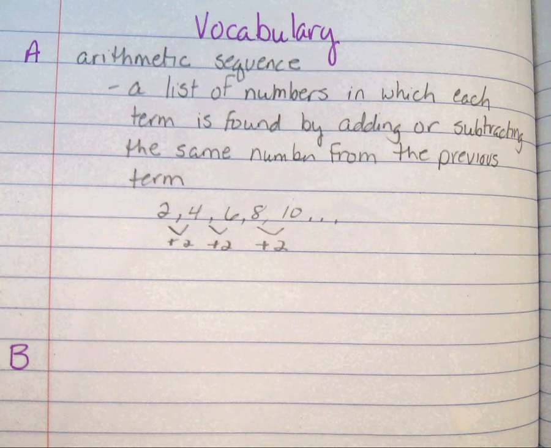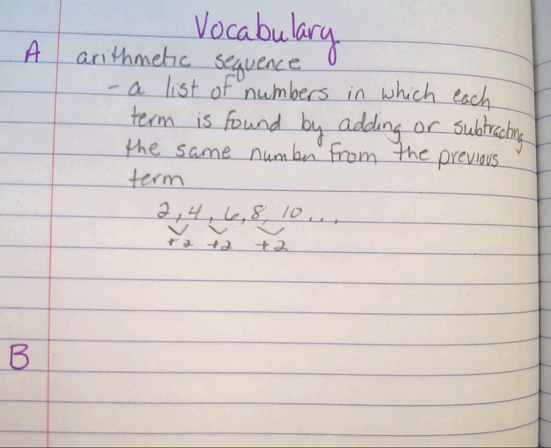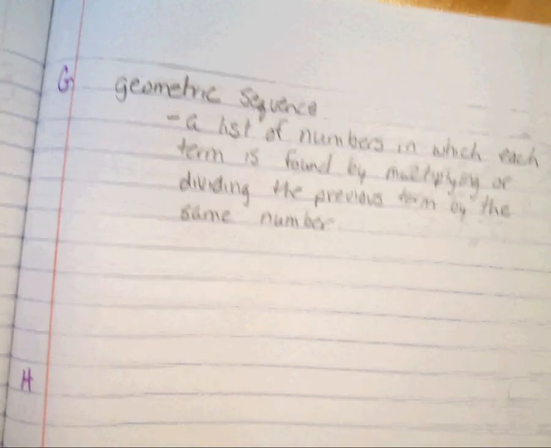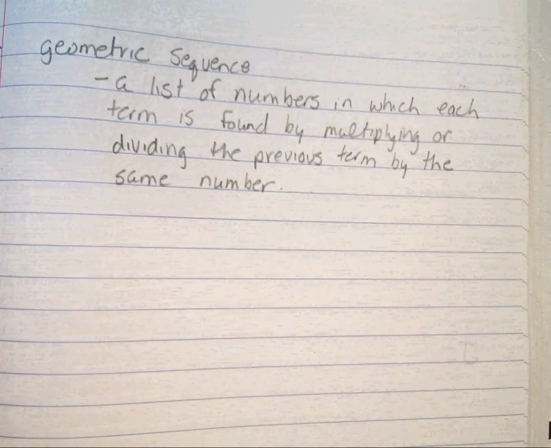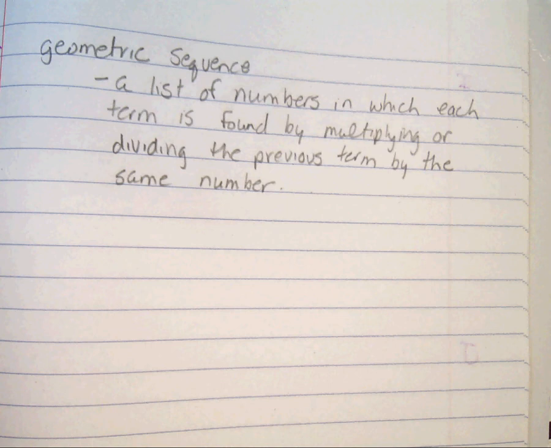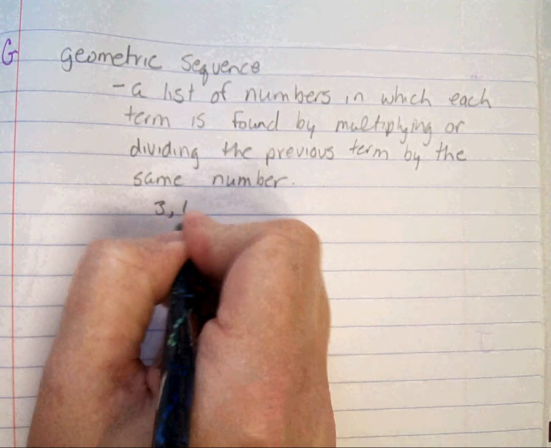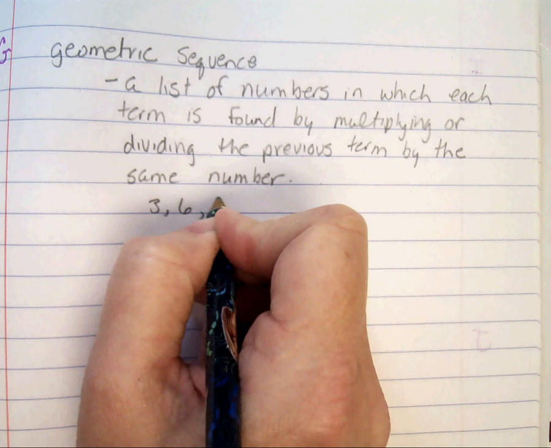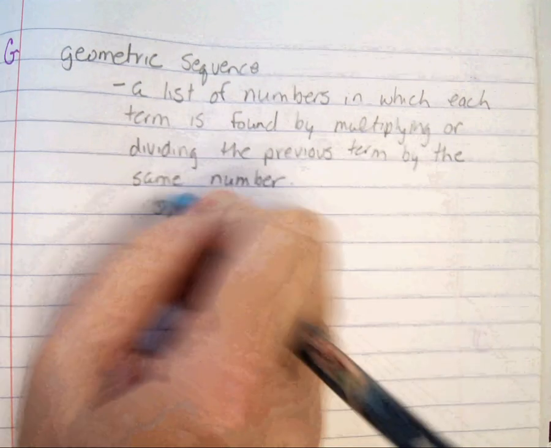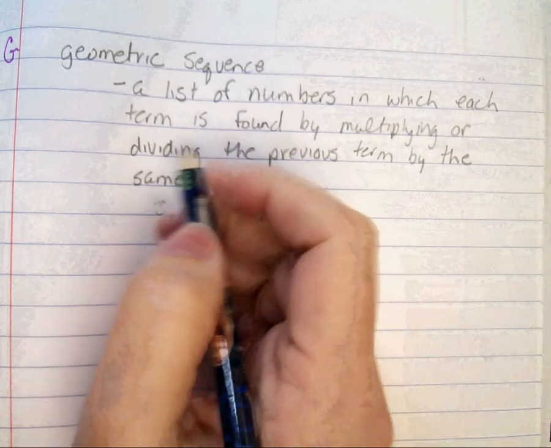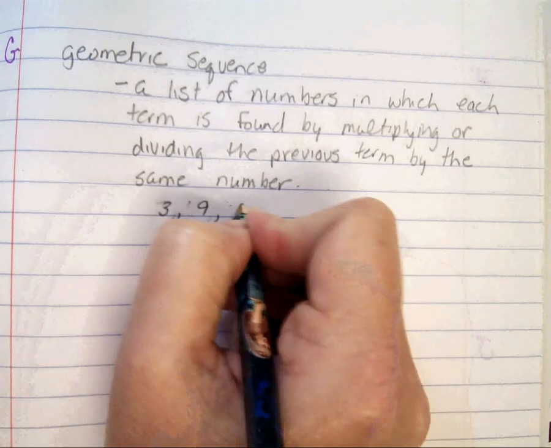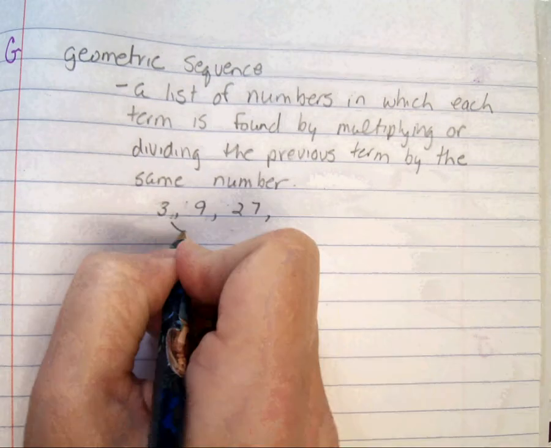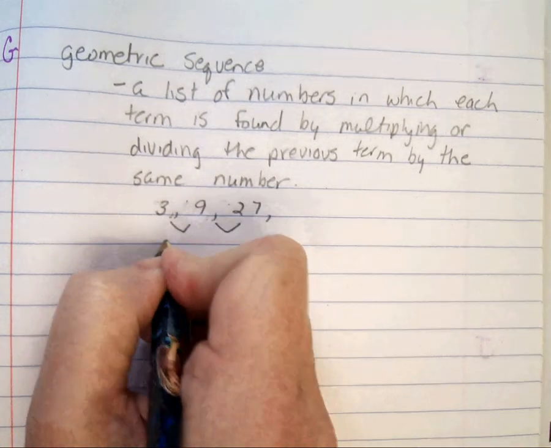All right, pause it if you need to get this down. And then I want you to turn to the G's. And I want you to write down geometric sequence. This is a list of numbers in which each term is found by multiplying or dividing the previous term by the same number. For example, 3, 6, I'm sorry, wrong example. 3, 9, 27. This is geometric because you're multiplying times 3 to get to the next term.